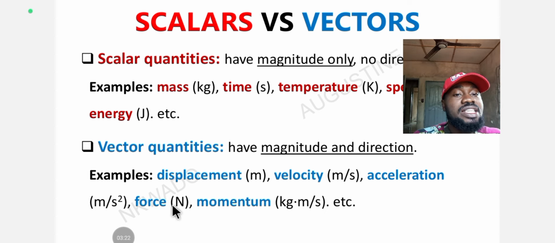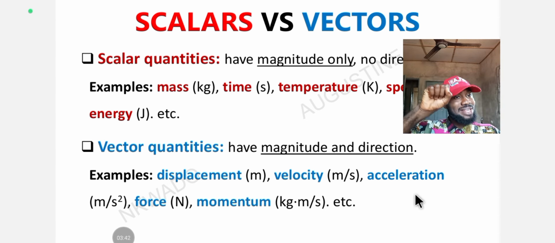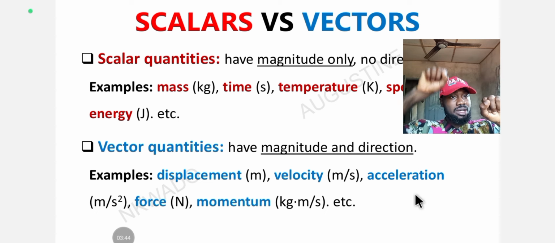The next we have here is force, measured in Newton. And force has direction, because it's applied on something. It's applied towards something. The next we have here is momentum. And you know what momentum is? Momentum is the product of a body's mass and its velocity. So mass times velocity makes up momentum. The velocity is the direction. The mass is the magnitude.